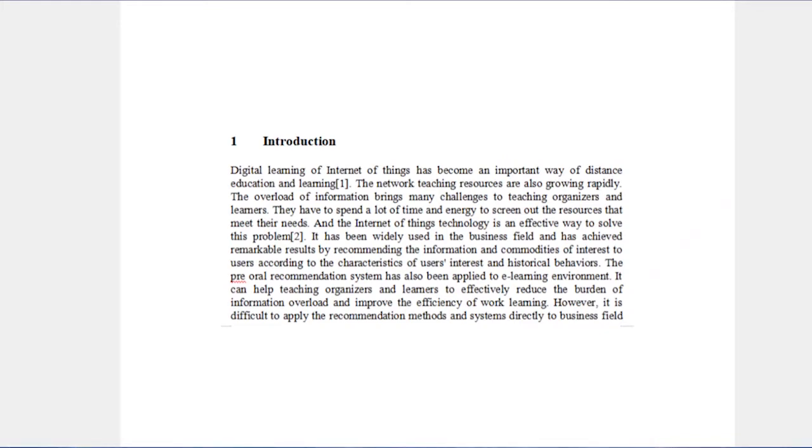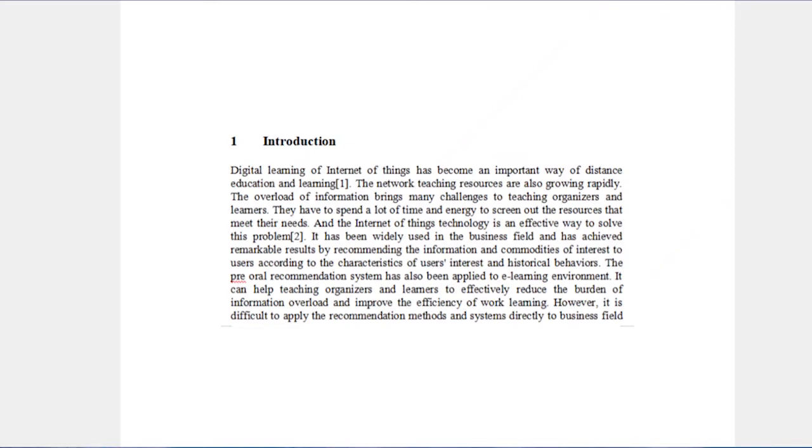It has been widely used in the business field and has achieved remarkable results by recommending information and commodities of interest to users according to the characteristics of users' interest and historical behaviors. The recommendation system has also been applied to the e-learning environment. It can help teaching organizers and learners to effectively reduce the burden of information overload and improve the efficiency of work and learning.